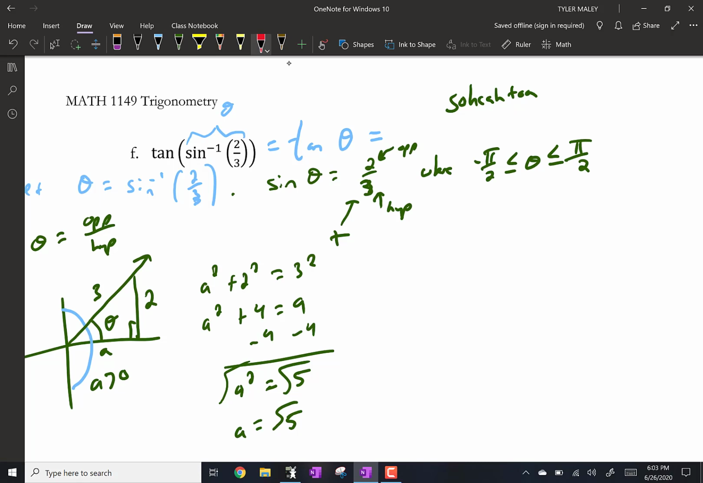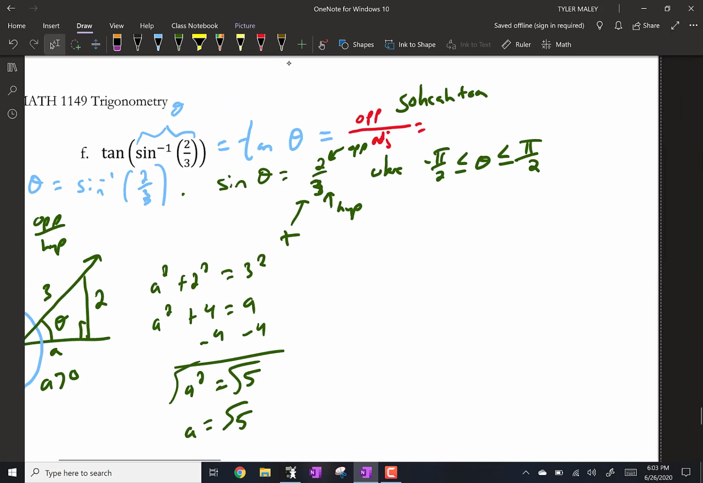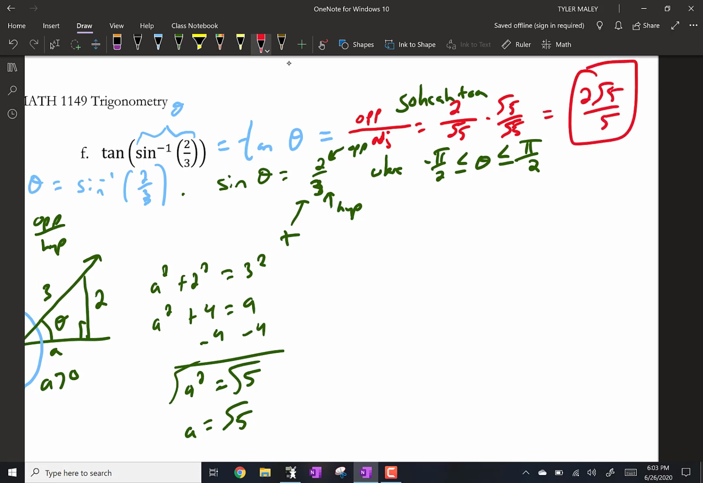So tangent of theta is going to be equal to the opposite over the adjacent, which the opposite is 2, and we found the adjacent, which was radical 5. So if we want, we could rationalize the denominator. So multiply top and bottom by radical 5. So we get 2 radical 5 over 5. Right, so that's the solution for that one.